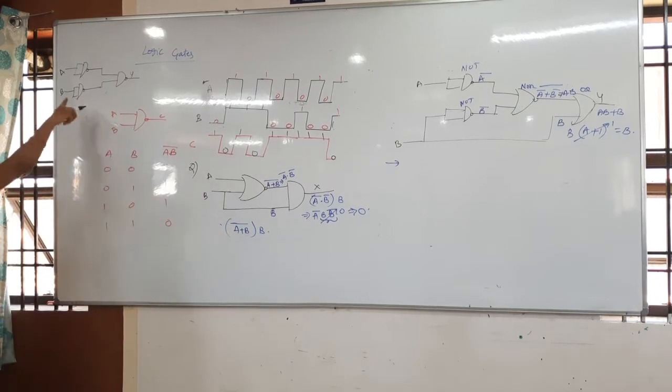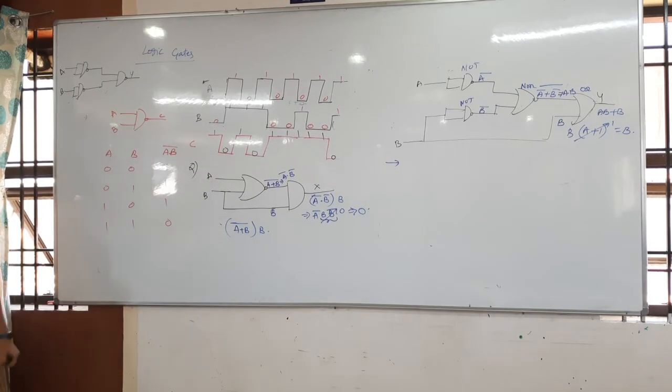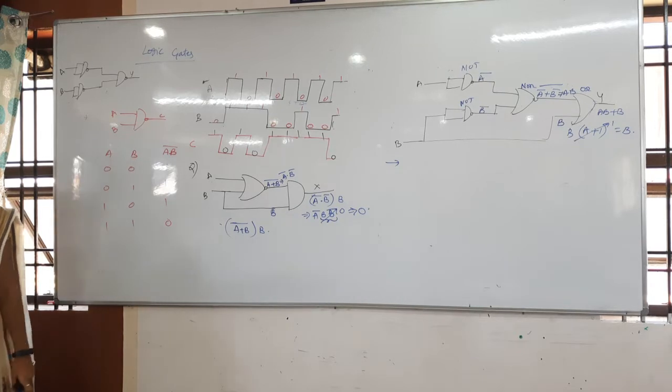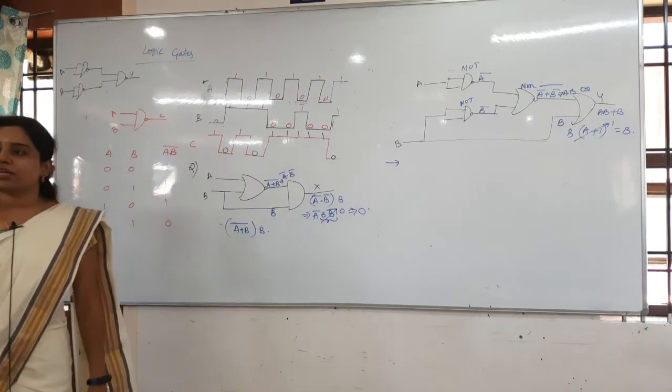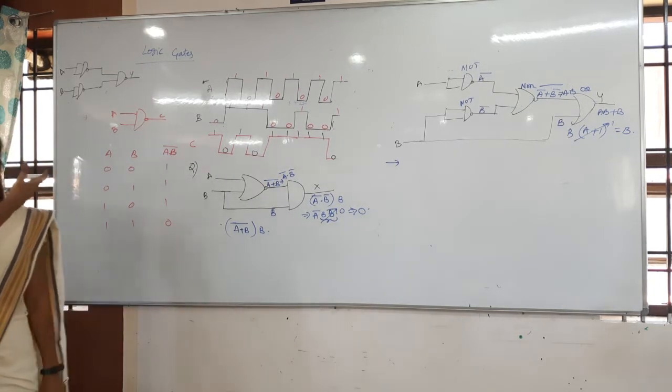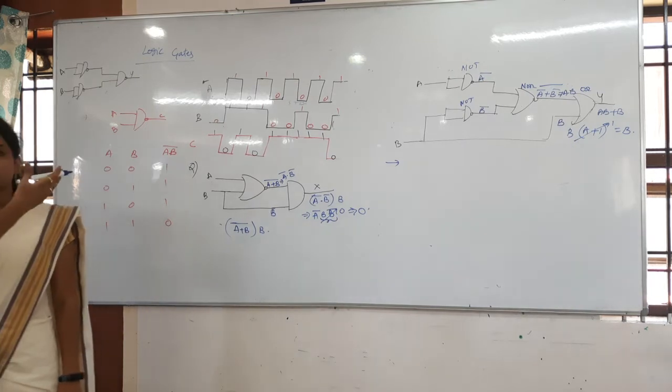Next one is this one. Which gate is that? OR gate. Yesterday we already proved this one. Yes, this came 2 times in the previous NEET. This question we already proved yesterday in the universal gates. NAND gate is a universal gate, in that we proved it, and it came 2 times in the NEET. So observe each and everything properly.